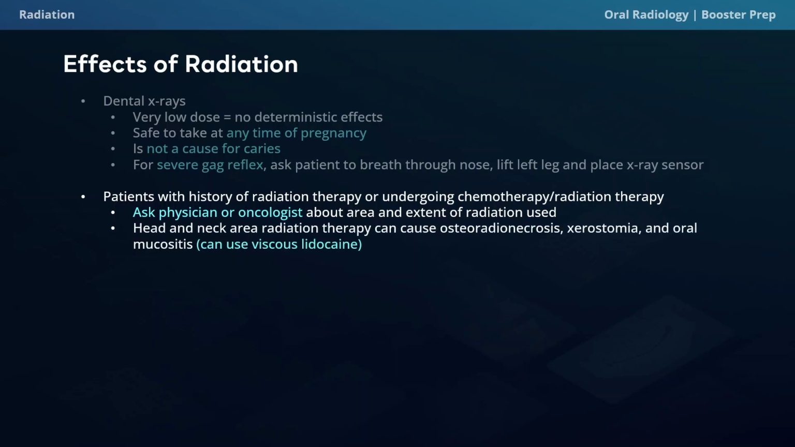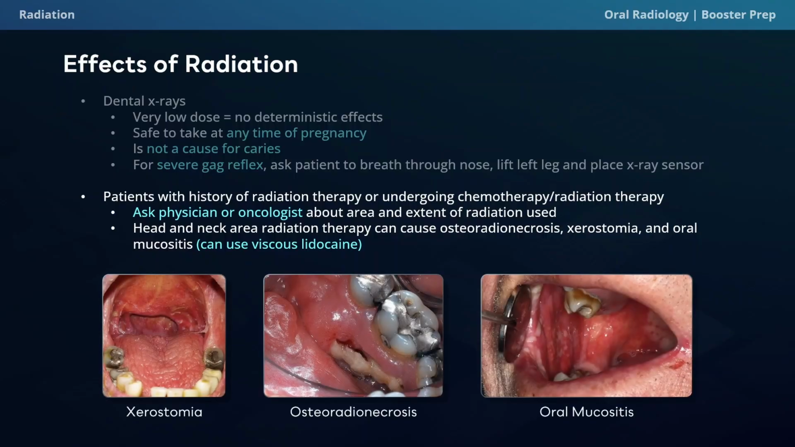Next, we can talk about the patients with a history of radiation therapy or who are currently undergoing chemotherapy or radiation therapy. Please know that these x-rays are unrelated to the ones you'll be taking in your dental office, and these patients with head and neck radiation therapy may have xerostomia or dry mouth, osteoradionecrosis, where bone becomes necrotic and exposed, or oral mucositis, which is inflammation of the oral mucosa.